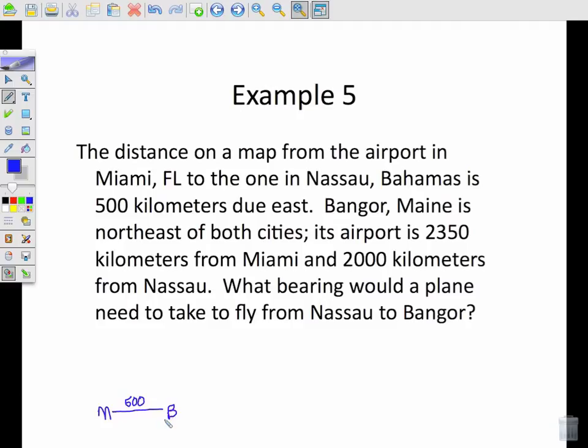Bangor, Maine is northeast of both cities. Its airport is 2,350 kilometers from Miami and 2,000 kilometers from Nassau. What bearing would a plane need to take to fly from Nassau to Bangor? It says it's northeast of both airports, so we're going to do northeast of both of them, going to the right.